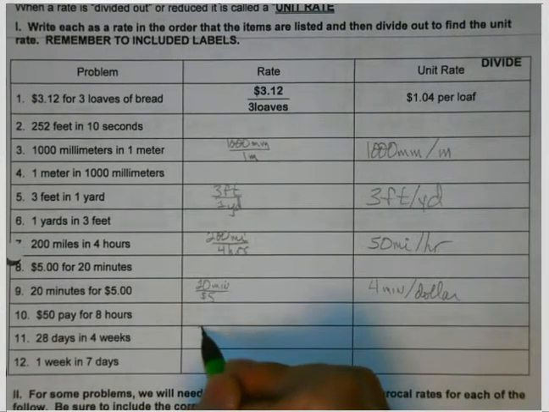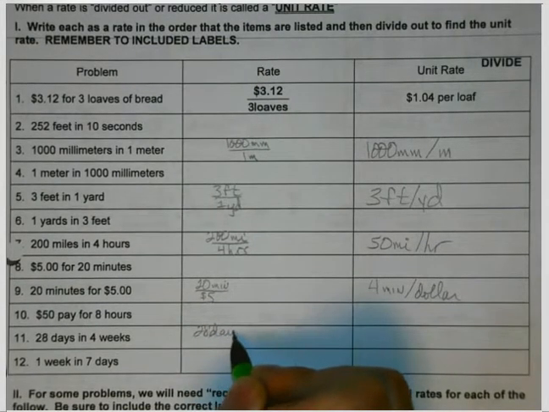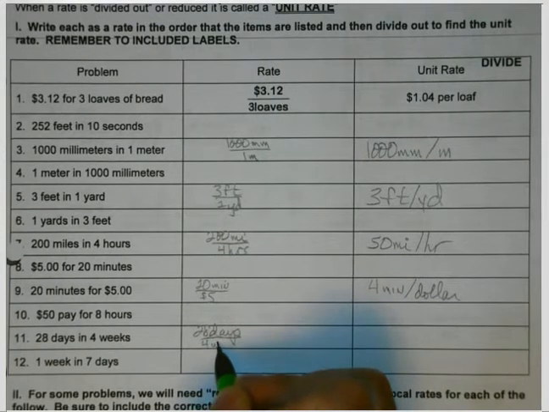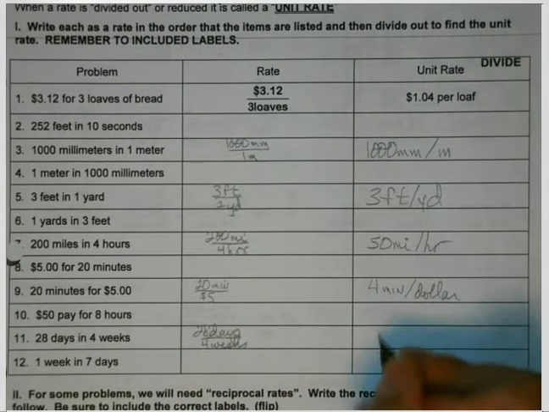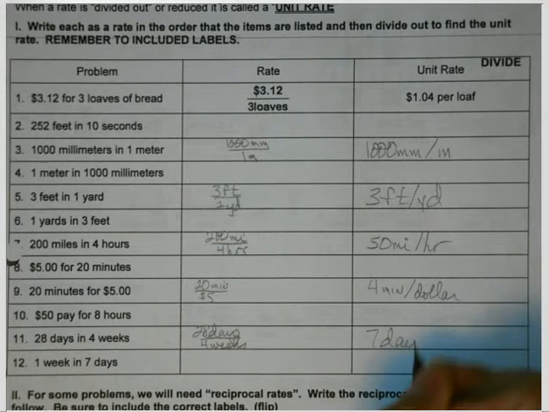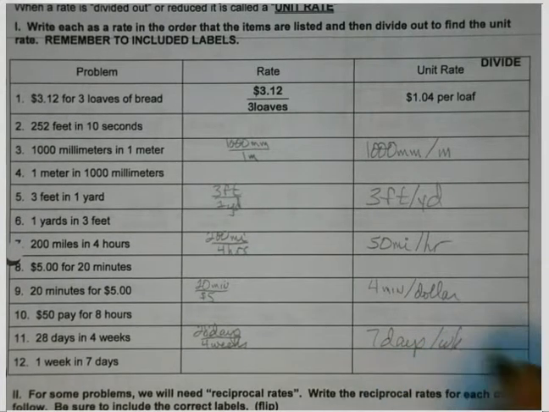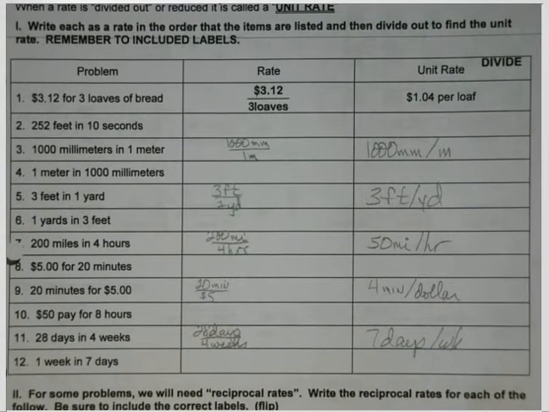Okay, 28 days and 4 weeks. It's always the first over the second. 28 divided by 4 is 7 days, and our label on the bottom always goes on the bottom. So nothing too terrible, okay?